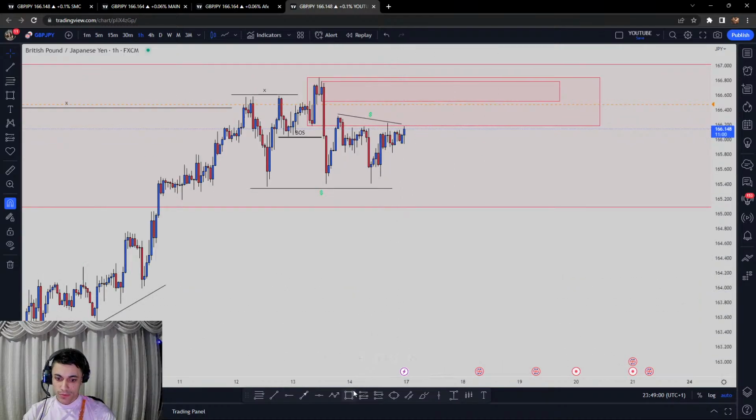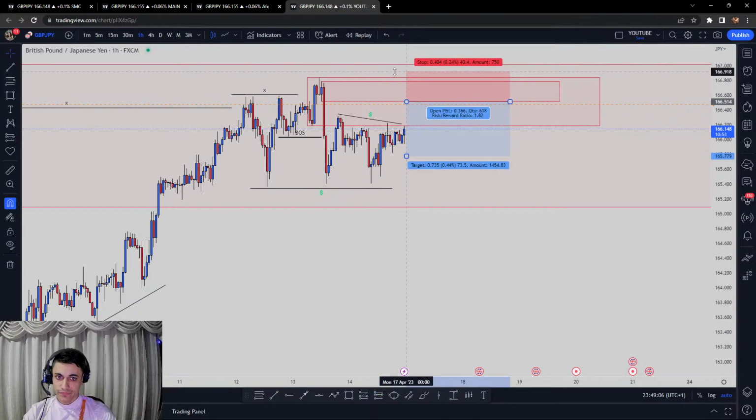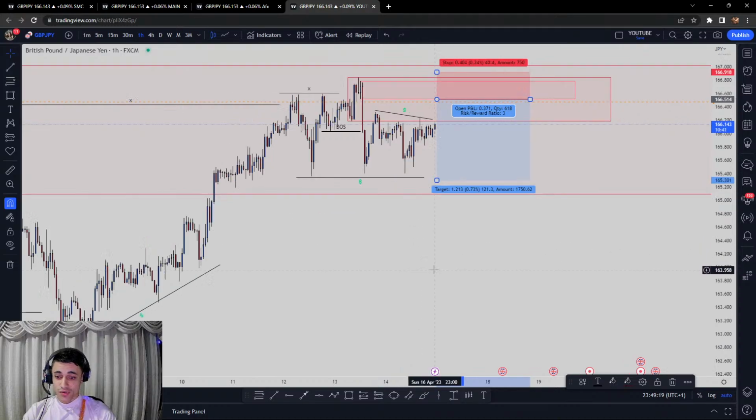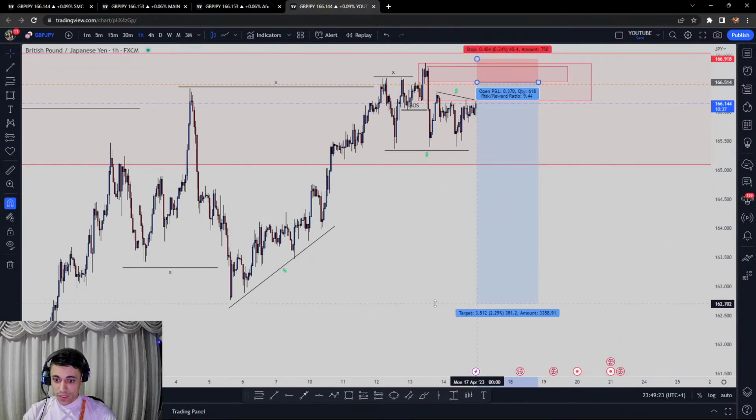Now, personally, what I would do is look for something like this. Short position from this OB, stop loss just above, right? It's a 40 pip stop loss, but look at this. Target 1 is this low. That's already a 1 to 3 risk to reward ratio. And then target 2 should be these liquidity areas down here. And that's a 1 to 10, guys.